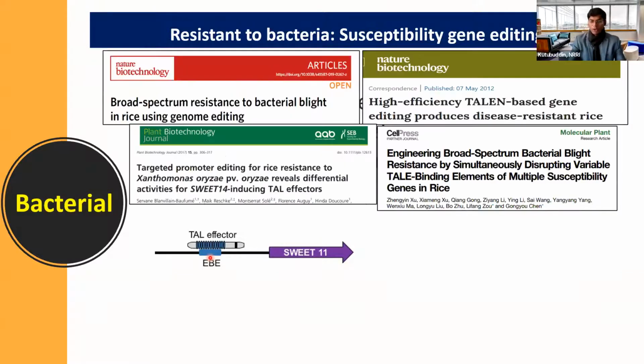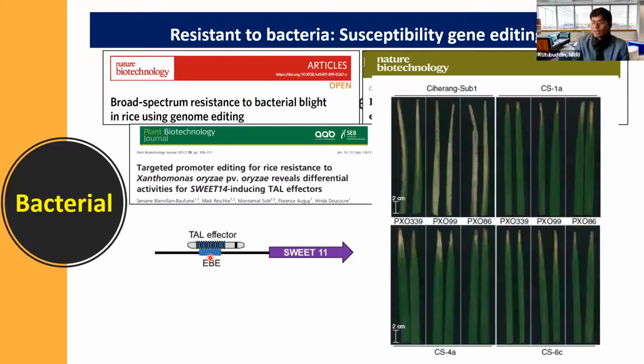Okay, so there are a lot of reports, but I highlighted these four recent reports, and they have shown a very good level of resistance with editing of this EBE sequence. You can see here, this left panel is the control that is not edited, but these three are with edited EBE sequences with CRISPR-Cas9 and TALEN, and you can see the level of resistance. This full leaf length is infected with the bacterial pathogen, but here there is a very small amount of infection. So this is a very classical example of that kind of thing.